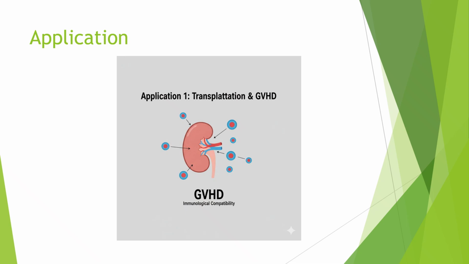Now, let's move on to applications. How do we use MLR? The first use is for organ transplantation. Doctors use MLR to check the compatibility between a patient and the donor. This helps prevent rejection and a serious condition called GVHD.